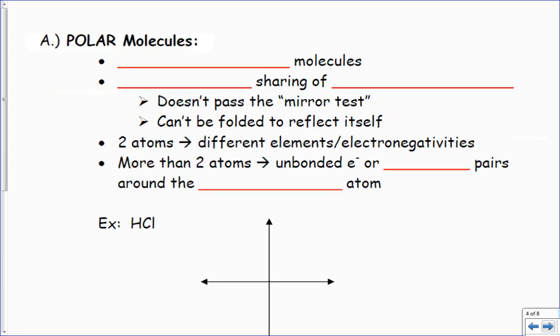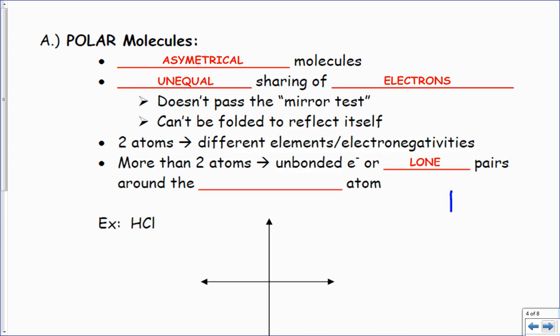Polar molecules are asymmetrical. They have an unequal sharing of electrons, or I could say there's an unequal distribution of electrons. They're not all uniformly dispersed around the atom. If I have a lone pair of electrons, like in, let's say, nitrogen, which is famous for this.